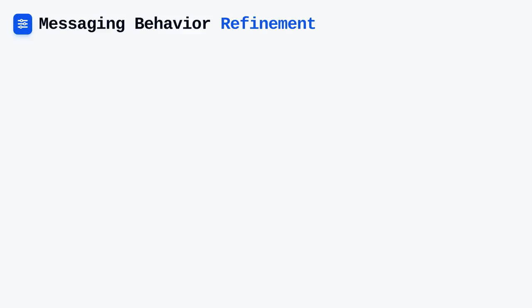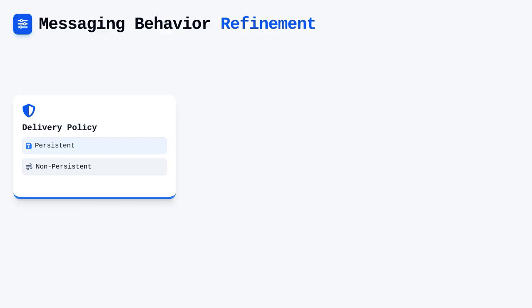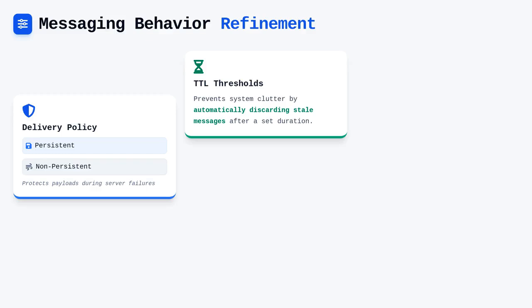Refinement of your messaging behavior is accomplished through advanced configuration overrides, particularly regarding delivery policies, time-to-live thresholds, and priority settings. When a message is produced, the delivery mode, either persistent or non-persistent, dictates how the messaging subsystem treats the payload during potential server failures or restarts. You can set time-to-live thresholds to ensure that stale messages do not clutter the system, automatically discarding them after a predetermined duration.